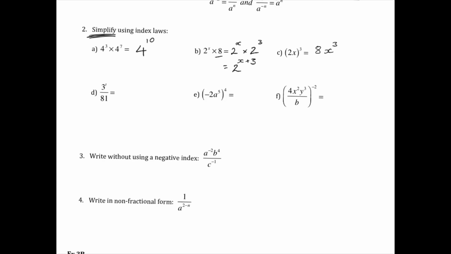D, you might think, oh, that's already simplified. Technically, it's kind of like B. If I can get them both in terms of base 3, I can use my index law for division. Does that make sense for D?